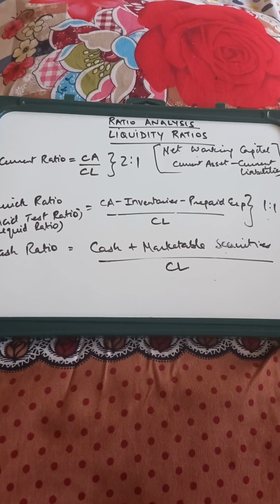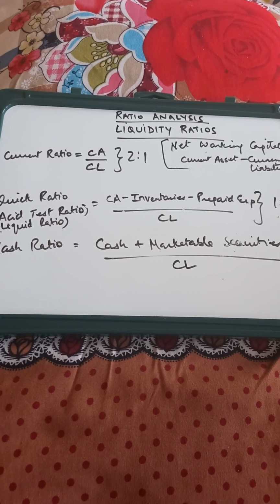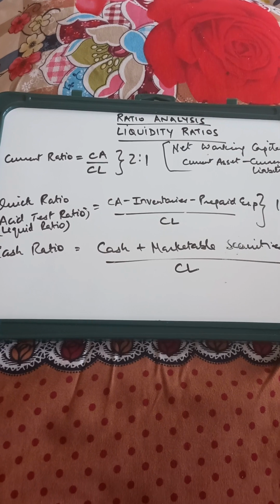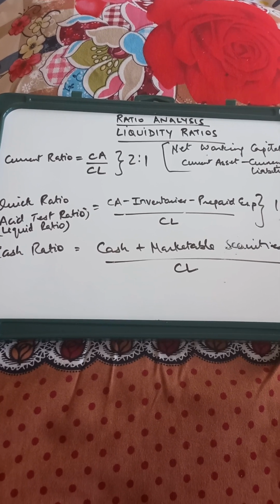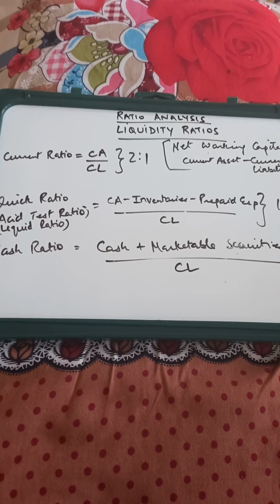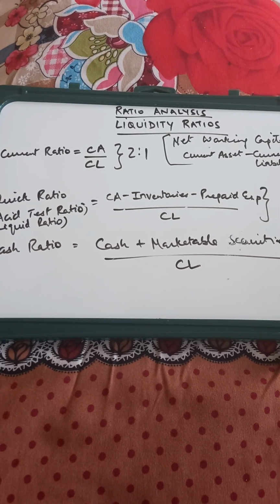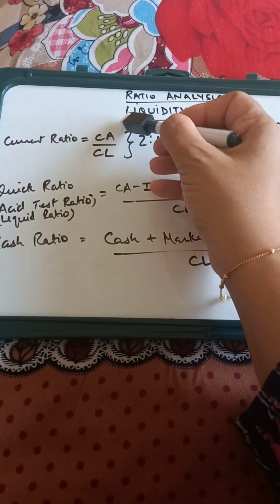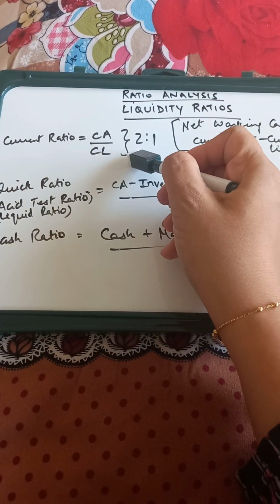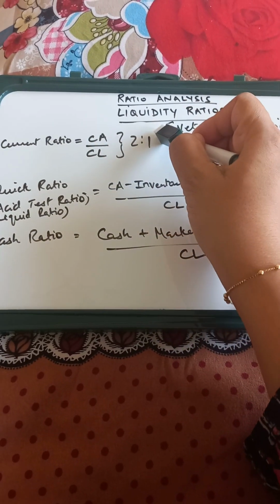Today we are going to study liquidity ratios under ratio analysis. So first we need to understand what liquidity ratios are and why they are important. Now the most important liquidity ratio is the current ratio. The formula for current ratio is current assets divided by current liabilities. The ideal ratio is 2:1.